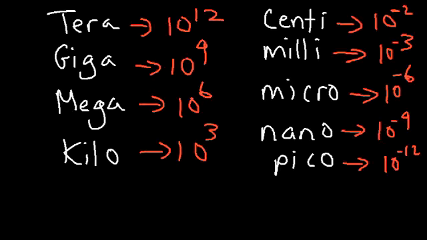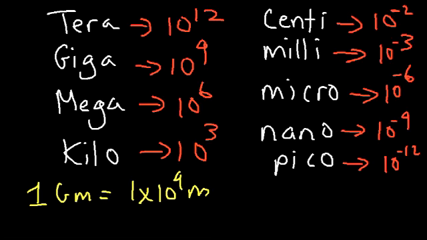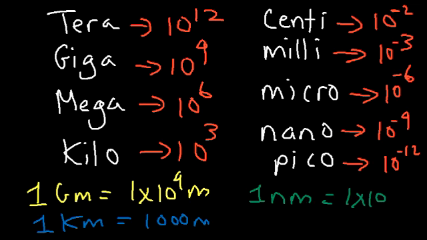So let's look at the word giga. 1 gigameter is equal to 1 times 10 to the 9 meters. So there's always a 1 in front of the prefix. So 1 kilometer is equal to 10 to the 3, or 1,000 meters. 1 nanometer is equal to 1 times 10 to the minus 9 meters. 1 millimeter is equal to 1 times 10 to the minus 3 meters. That's how you can derive the conversion factors from these values.